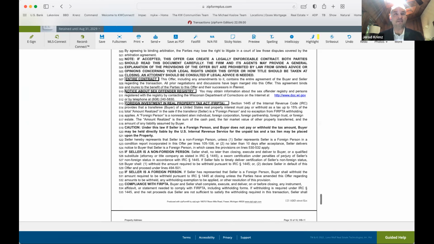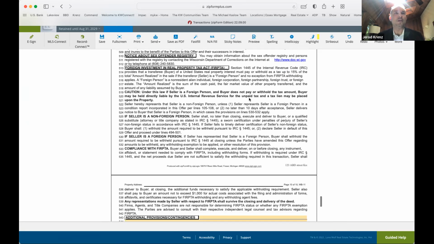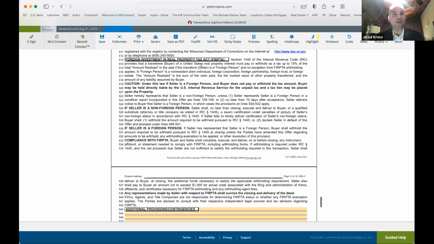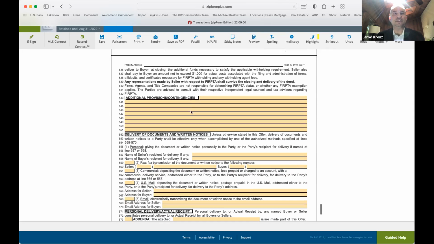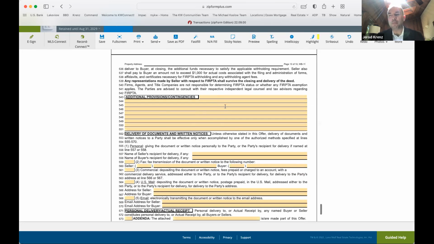That just states they are entering into a contract. There is a sexual offender registry. This is also on the buyer agency contract for your client, that they can go to this website or call this phone number to see if there are any sexual offenders registered. Foreign investors, we have this just like the state of Minnesota, no different there. Any additional terms that you want to put in here, this is your place to do that.